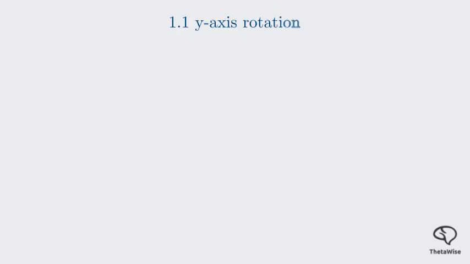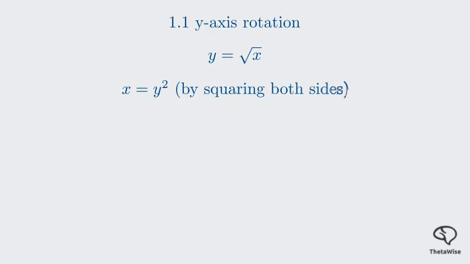First, let's tackle part 1.1, rotating about the y-axis. For rotation about the y-axis, we need to express our function in terms of y. That means we need to isolate x. We start with y equals the square root of x. Squaring both sides, we get x equals y squared. This is the function we'll use for our integration.